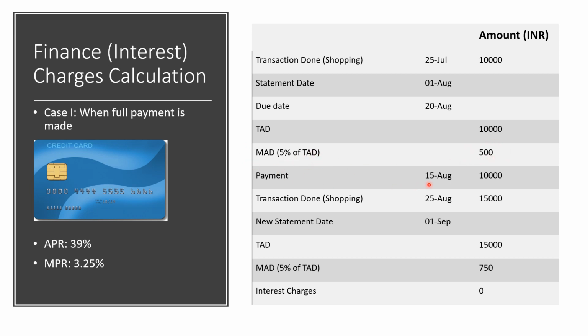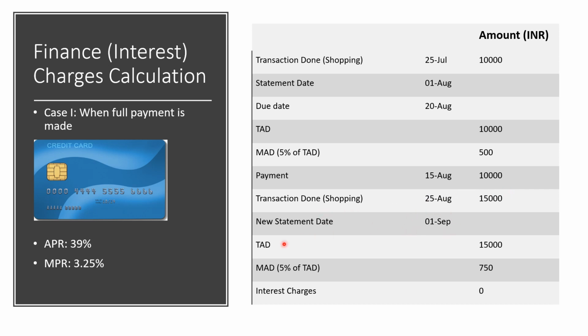On the 15th of August, you have made a payment of 10,000 rupees, even though your due date was later, but you could always pay before. So on the 15th of August, you made the full payment of 10,000 rupees. And after that, on the 25th of August, you did another shopping of 15,000 rupees, and the new statement comes on the 1st of September.